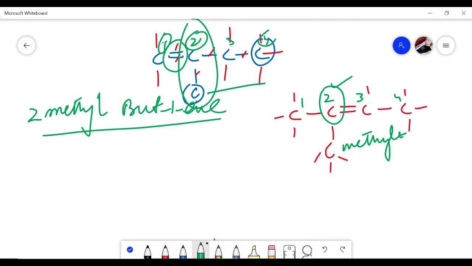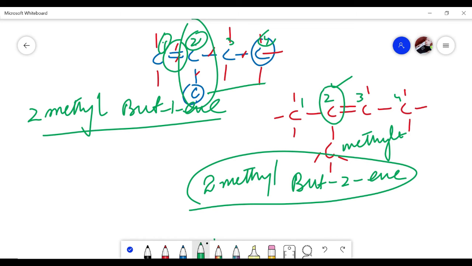So it is called 2-methyl. Which ene is this? 2-methyl, but-2-ene? No, 2-methylbutene. Methyl butene. Clear? Any question?